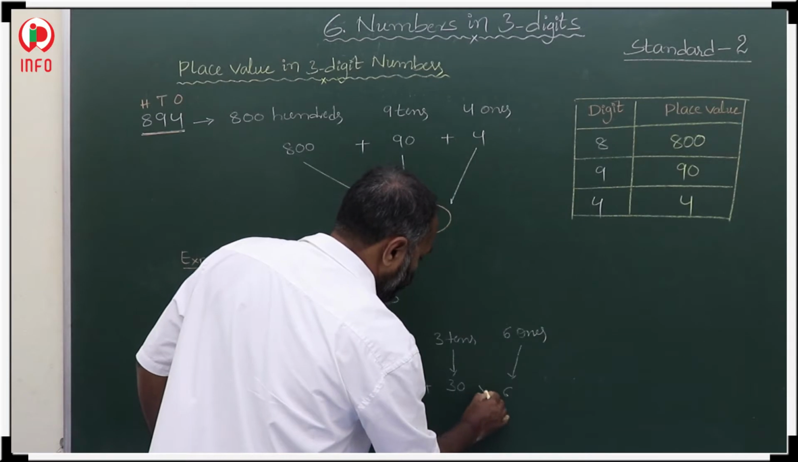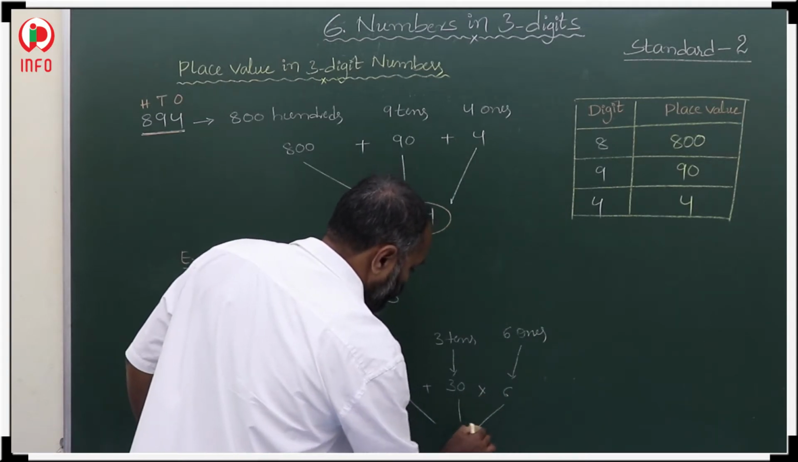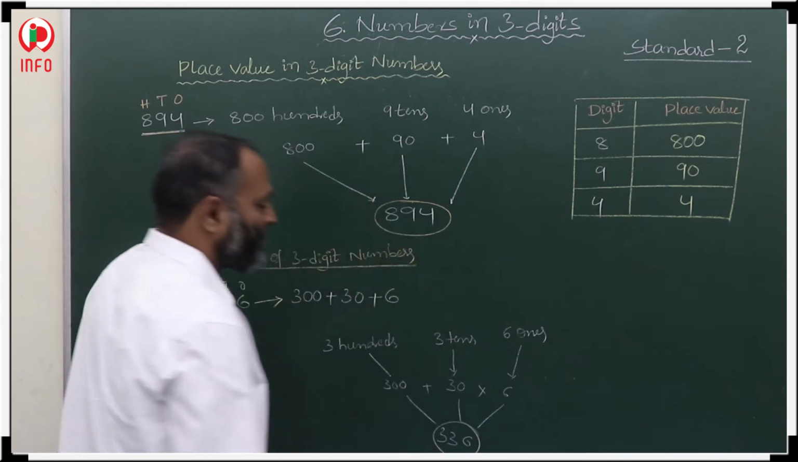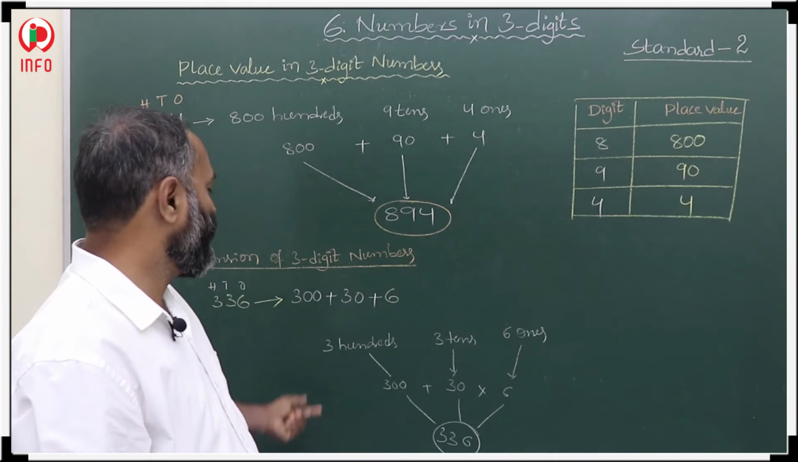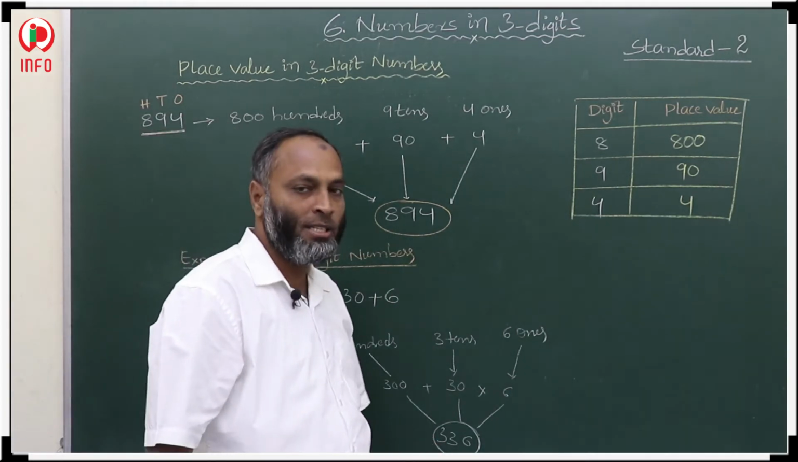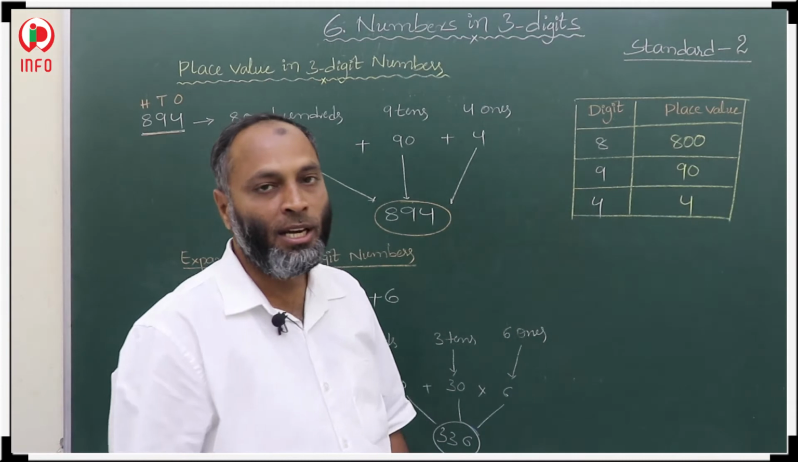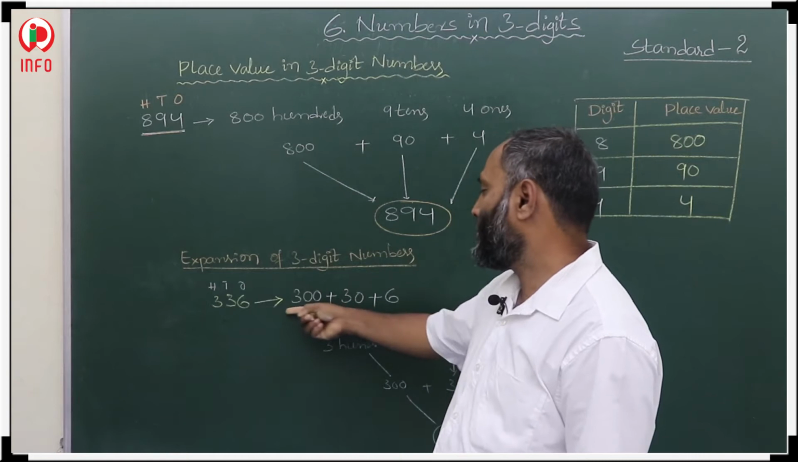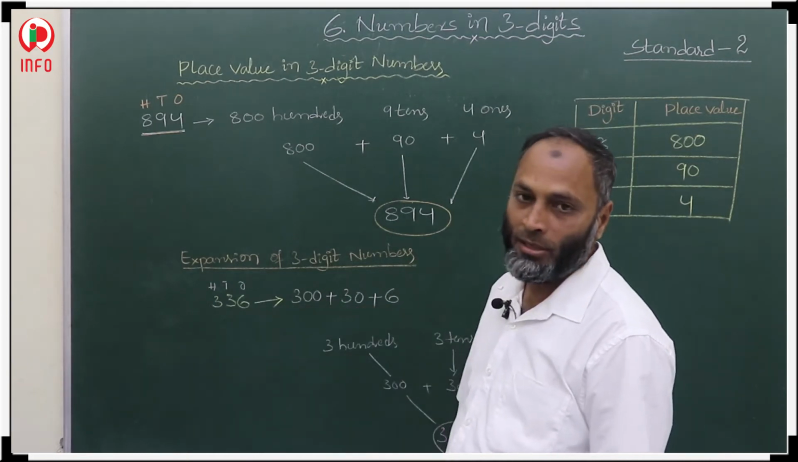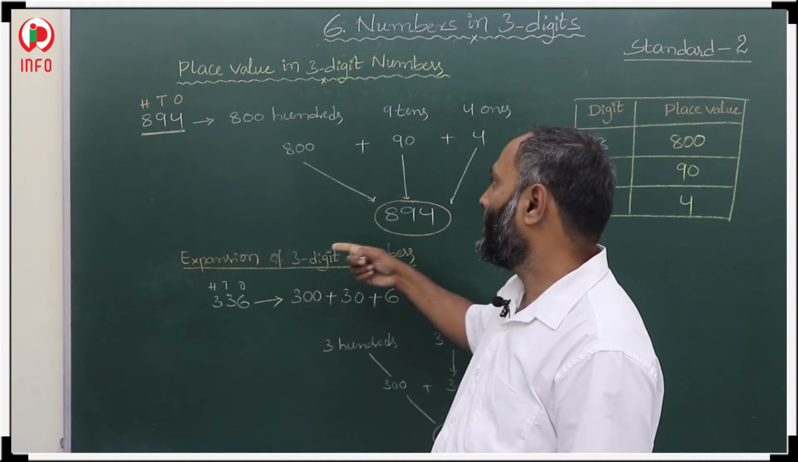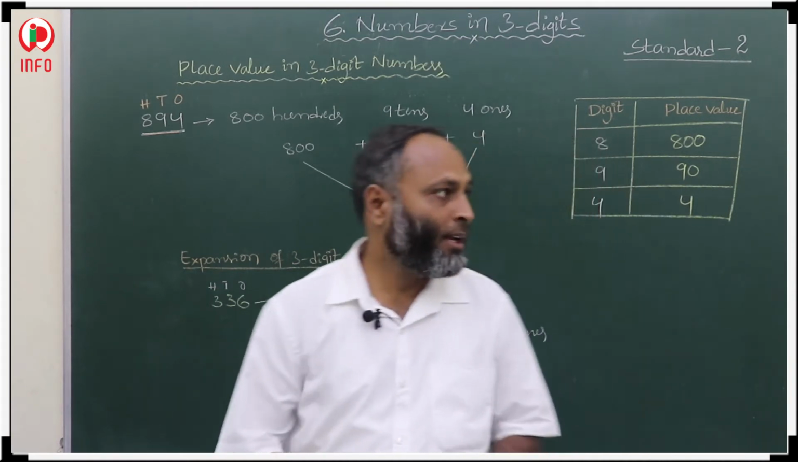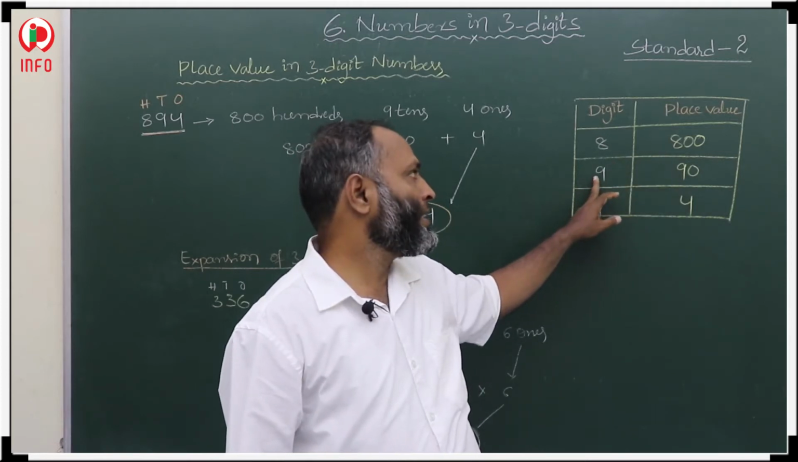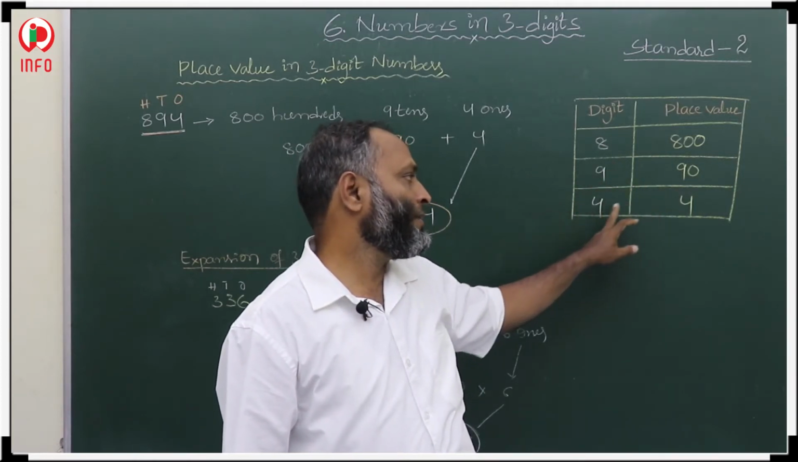If we add all this, then what will you get? 336. 336 expansion: 3 hundreds, 3 tens and 6 ones. This is the complete expansion. So how to expand when a 3-digit number is given? This is the place value. If 8 is in hundreds place, that is 800. 9 is in tens place, 90. 4 is in ones place, 4.